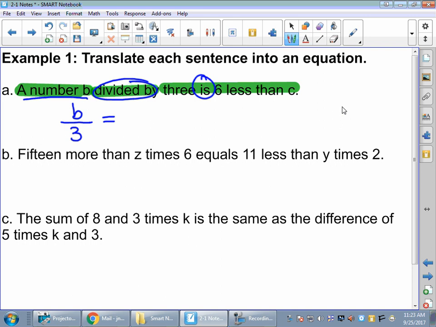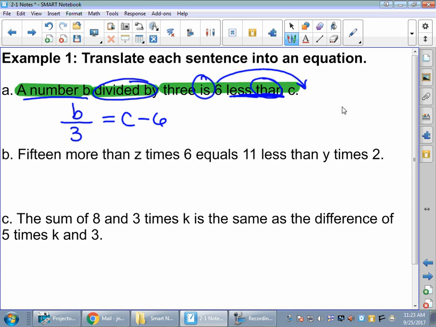Now I see 6 less than c. I always like to put it afterward. This less than, you have to ask yourself when you're subtracting, what did I have to begin with and what am I taking away? If I'm taking 6 less than c, I had c amount of something and I'm subtracting 6 from it. So watch that than part of less than.